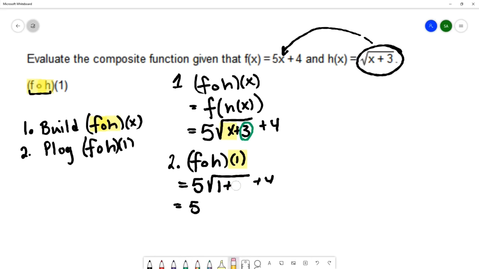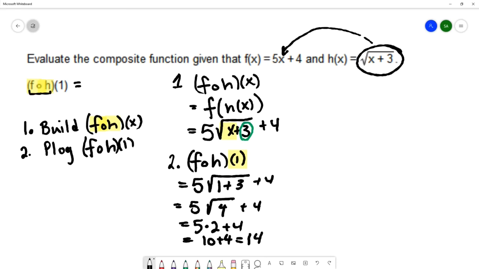So let's change that to a 3. We get square root of 4. Square root of 4 is 2. 5 times 2 is 10. And 10 plus 4 is 14. So we've gotten that f composed with h of 1 is 14. So that's one way to get your answer.